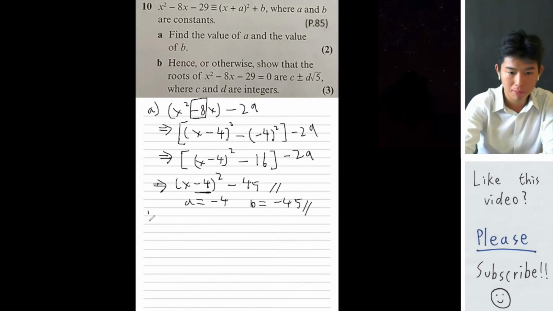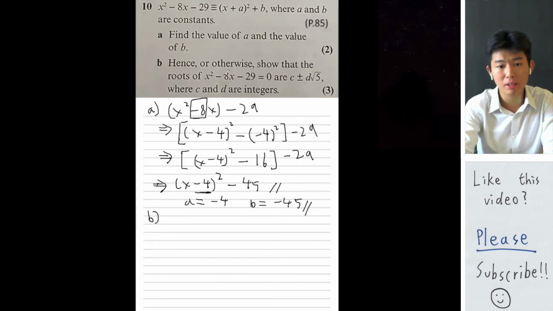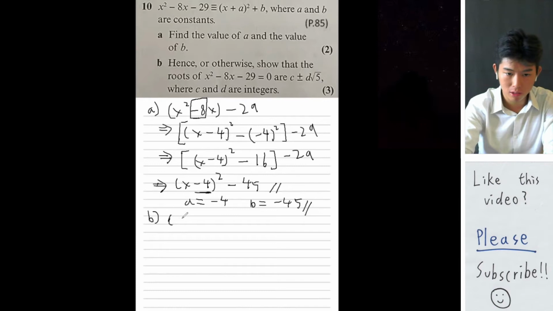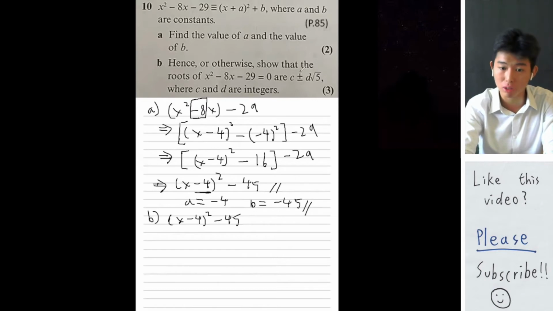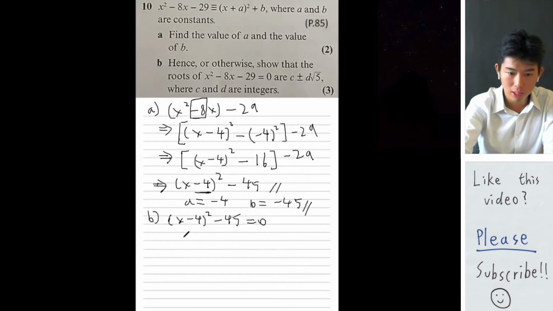For part b, as we know, x squared minus 8x minus 29 can be written in the form (x minus 4) squared minus 45. So I can drag this whole thing down to part b. They want me to show that the roots of x squared minus 8x minus 29 equals 0 are c plus or minus d root 5. Basically, this whole thing equals 0, so (x minus 4) squared equals 45.